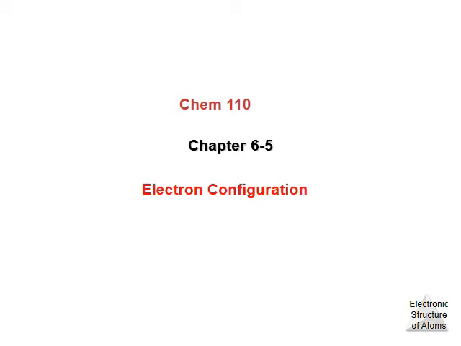In this section of chapter 6, I will discuss electron configuration. Now, we already talked about different orbitals in a subshell belonging to a principal level. Now we are going to show you how many electrons are there in a particular element and in which subshell and orbitals they are present.